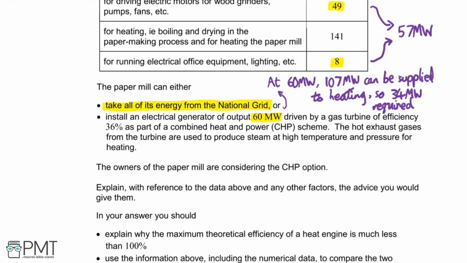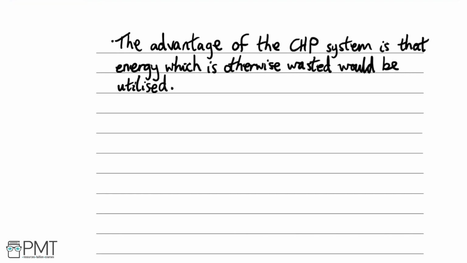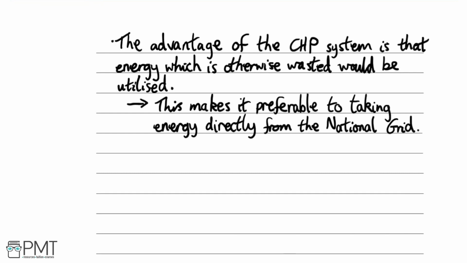So the benefit of this generator is that energy that would otherwise be wasted is used. So there's definitely a preference to use this combined heat and power scheme. And making this conclusion will complete your answer to this question. And then we can conclude by saying that this system is better than taking energy directly from the national grid. And that completes your answer.